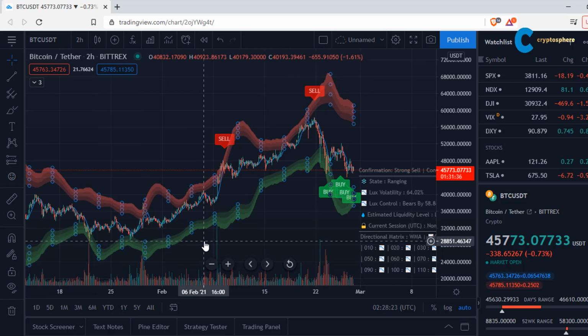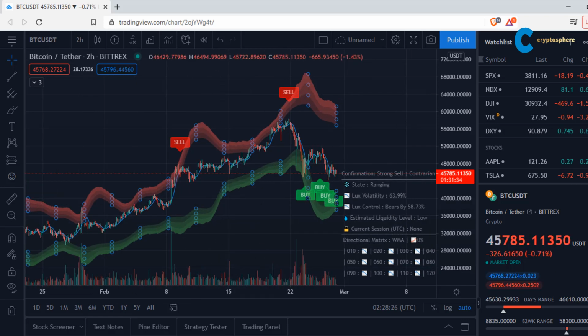There is much more you can do with Lux Algo, especially when you get more familiar with the tool. I've only shown you the tip of the iceberg.